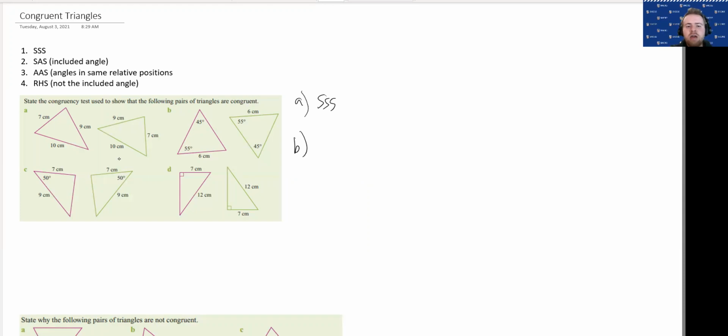For this one, we have 2 equal angles and an equal side, and we can see that both times the 6 is opposite the 45-degree angle, so we know that we can use AAS because the angles are in the same relative positions. For C, we have 2 sides and the included angle equal, so it's going to be SAS. And then for D, we have a right angle, the hypotenuse, and another side, so it's going to be RHS.